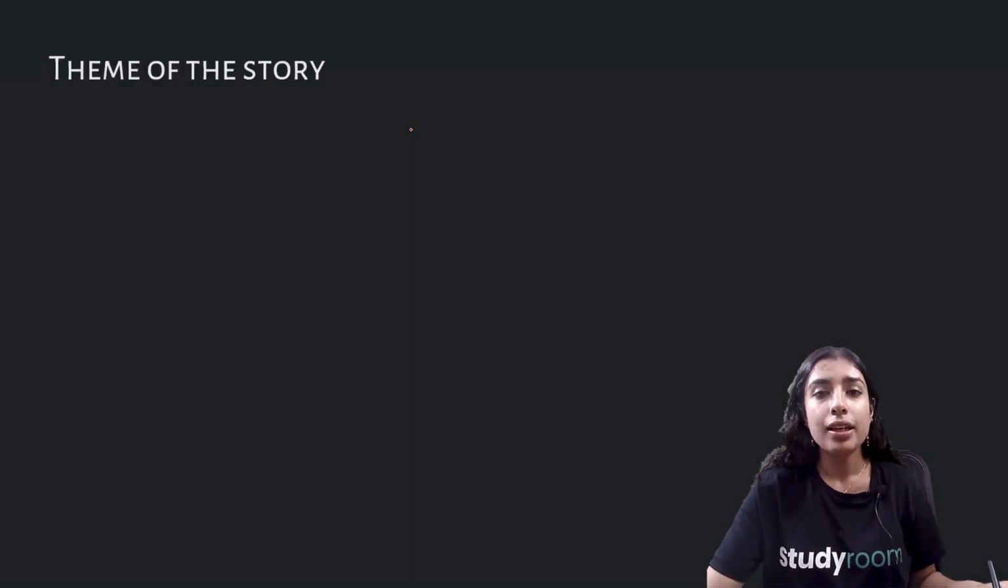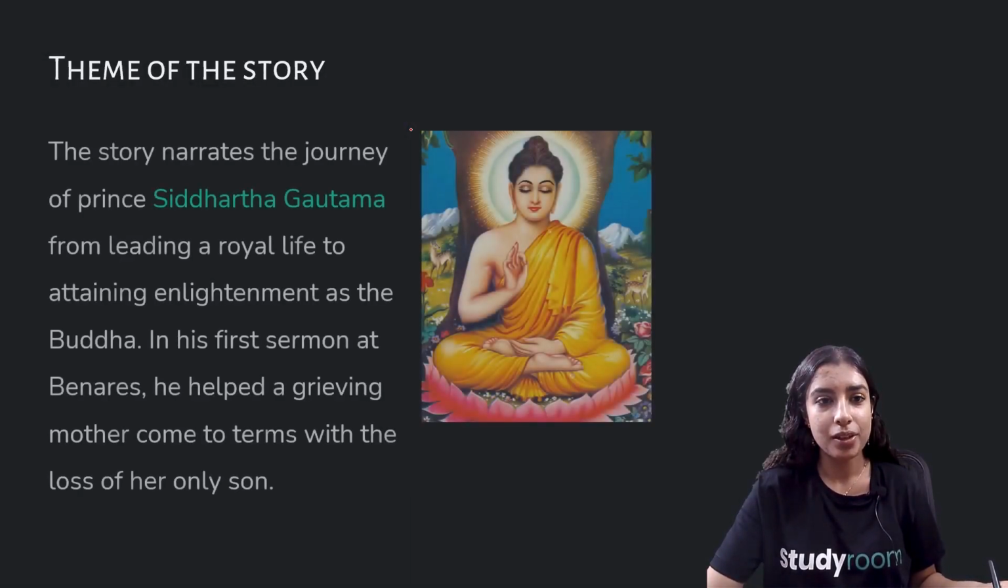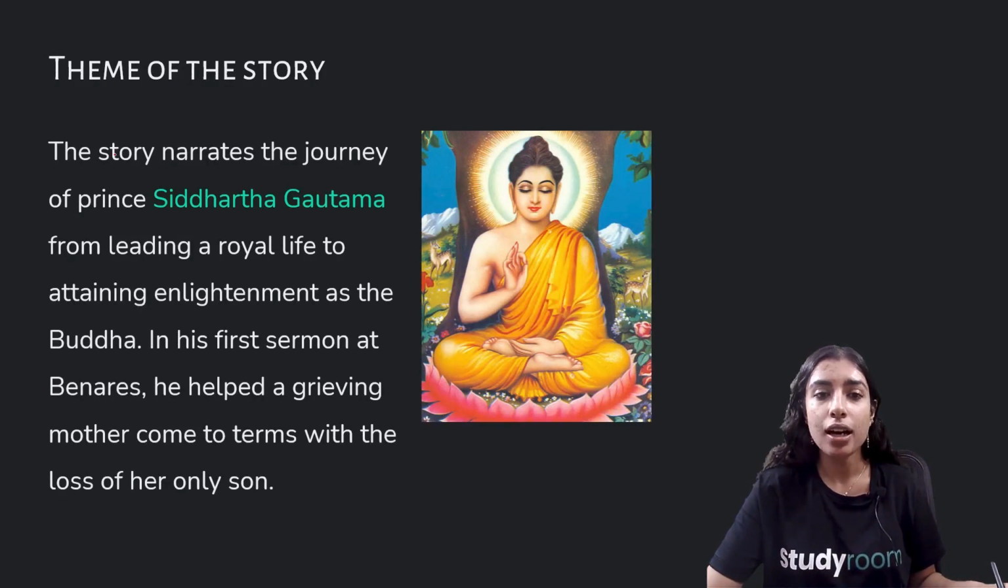Moving ahead. Let's now look into the theme of the story. The story narrates the journey of Prince Siddhartha Gautam from leading a royal life to attaining enlightenment as the Buddha. In his first sermon at Benares, he helped a grieving mother come to terms with the loss of her only son. However, it's also important to know that the prince that we are referring to over here, that is Gautam Buddha, after leading 10 years of a fulfilling life as a married man, was moved by a sight and set out to gain enlightenment. Buddha found his enlightenment in the city of Benares under the famous tree, which is the Bodhi tree, which is also now known as the tree of wisdom.